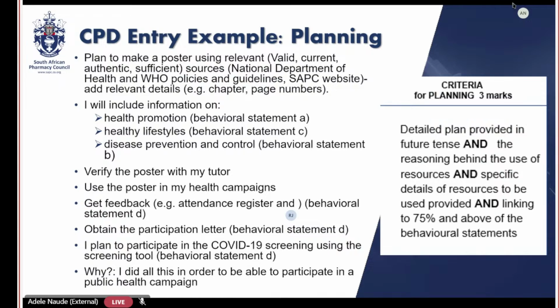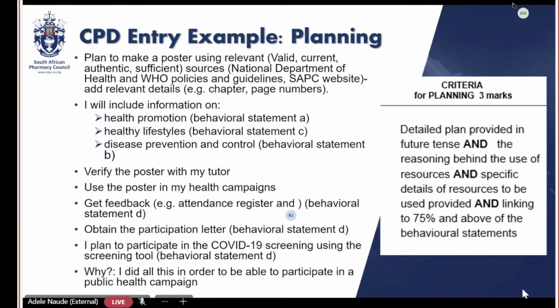Here you need to add the relevant details. Okay, so if you use the National Department of Health, what do you want to use there? I will include information on health promotion, which will address behavioral statement A, healthy lifestyles, and disease prevention and control. I will verify the poster with my tutor. I use the poster in my health campaigns. I get feedback, and I will have an attendance register. That will cover behavioral statement D.